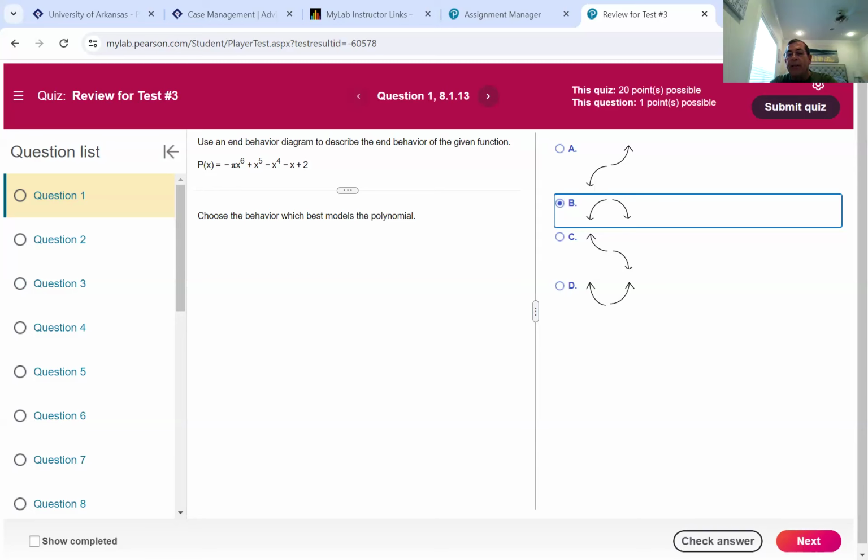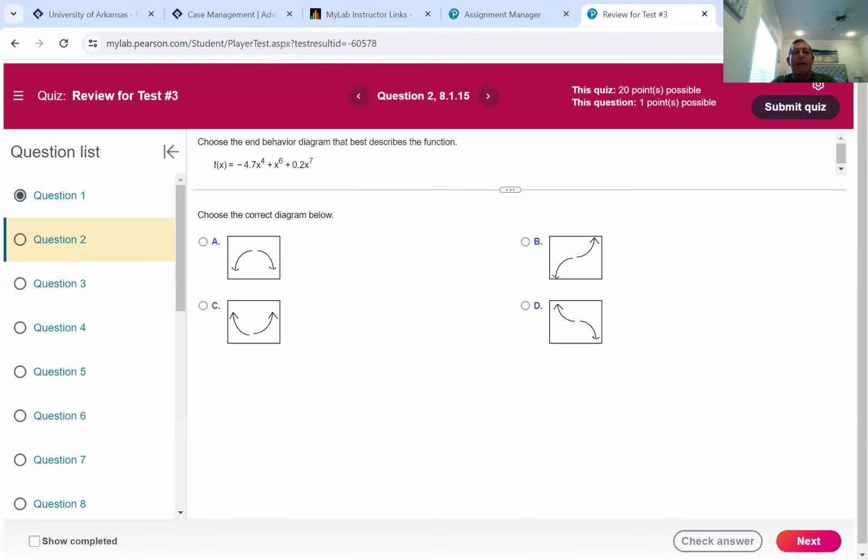Now, number two will be the same thing. But notice the difference on number two. They got it out of order. We're still looking for where that highest exponent is. And y'all, the highest exponent here is a 7, which is odd. So I'm looking at the 0.2. That's positive. So when it was odd with a positive lead coefficient, would y'all go with A, B, C, or D?